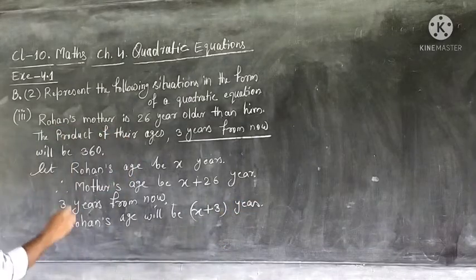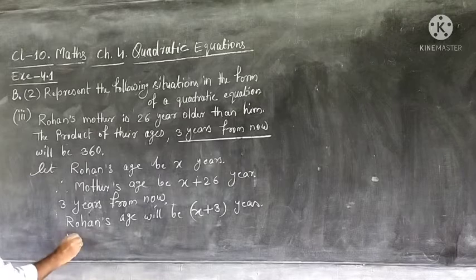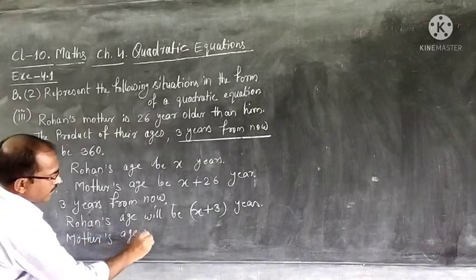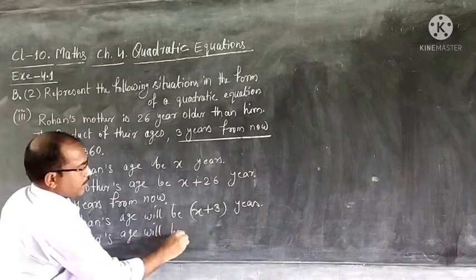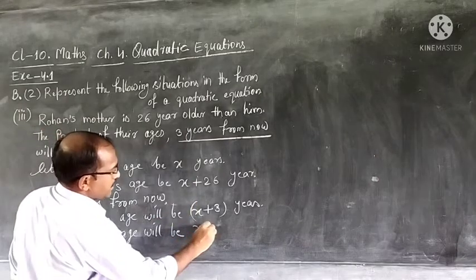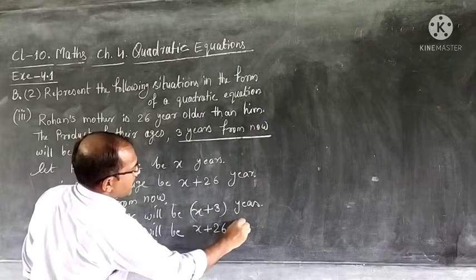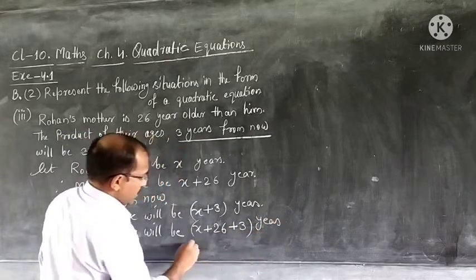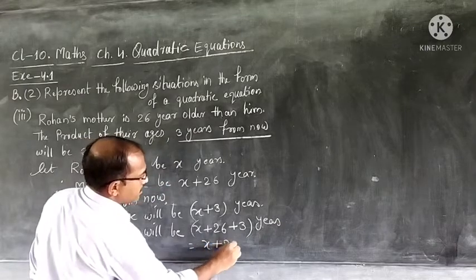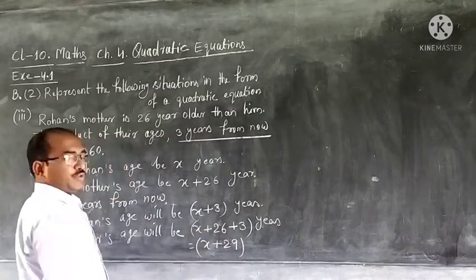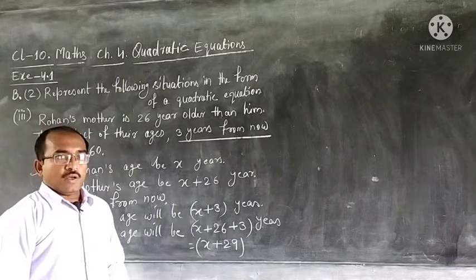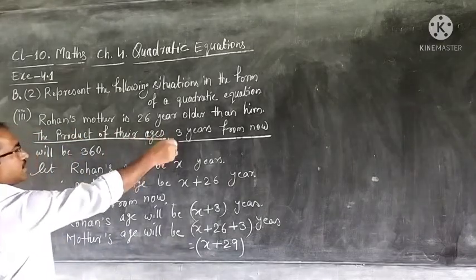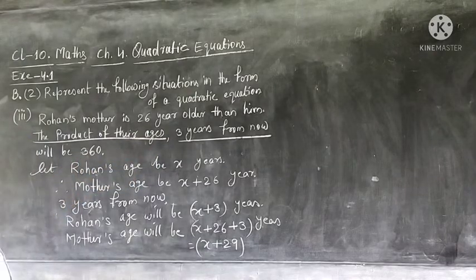And mother also will increase in age, yes or no? So, mother's age, the present age is what? X plus 26. So, mother will become x plus 26 plus 3, that means mother will become x plus 29 years. And the question is saying what? The product of their ages 3 years from now will be 360.